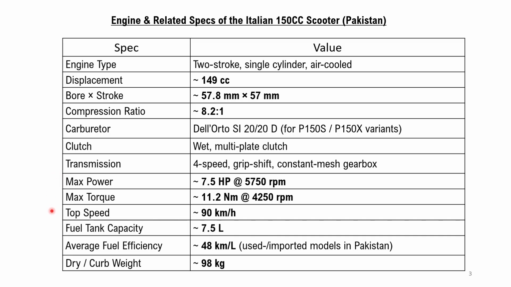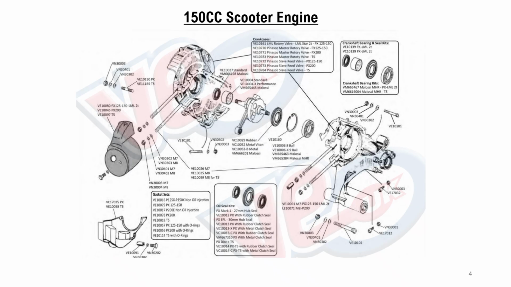Top speed is 90 km per hour. Fuel tank capacity is 7.5 liter. And average fuel efficiency is 48 km per liter. And dry weight is 98 kgs. In this illustration, you can very well understand the details of 150cc scooter engine.